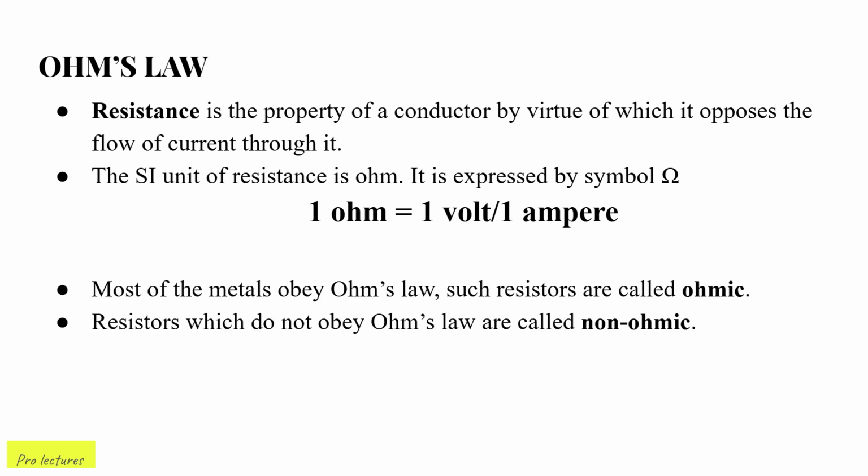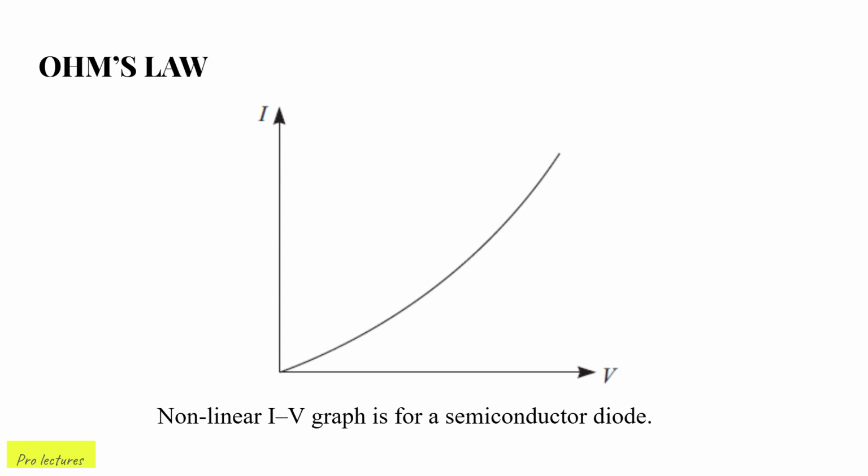But not all materials behave the same way. Some materials like metals follow Ohm's law perfectly. These are called ohmic resistors. However, other materials like semiconductor diodes or vacuum tubes do not follow Ohm's law. These are known as non-ohmic devices. In fact, for devices like semiconductor diodes, Ohm's law doesn't hold true even at low voltages, which is why we see the curved IV graphs.